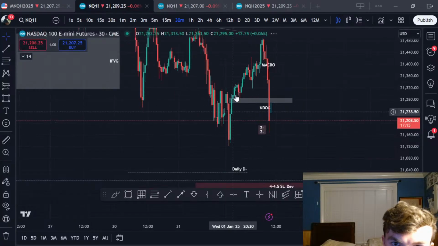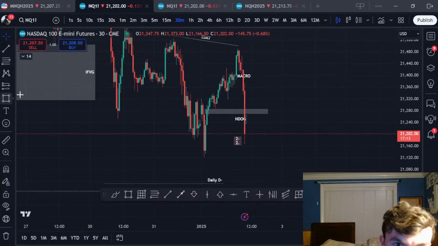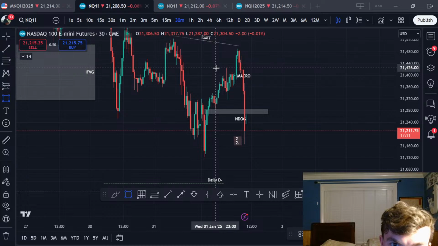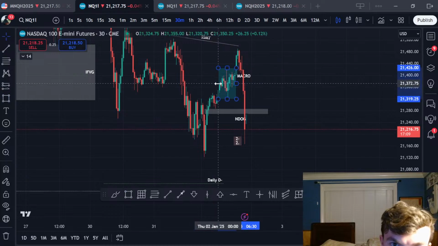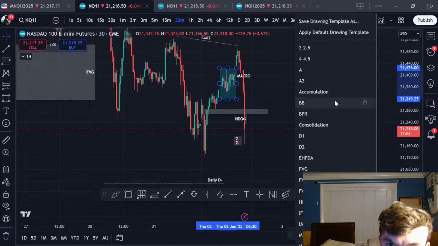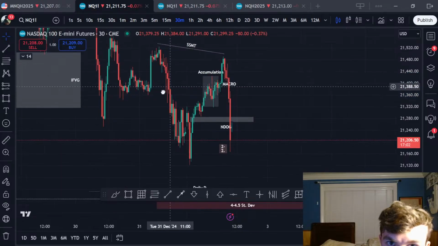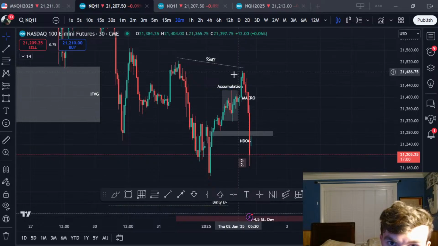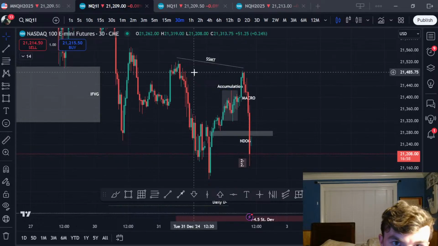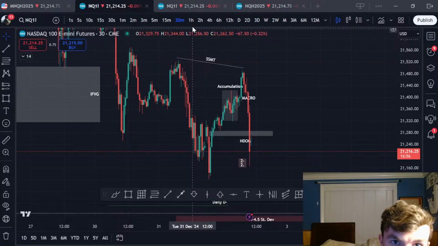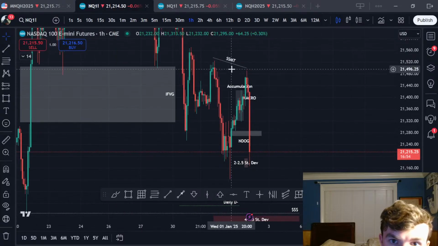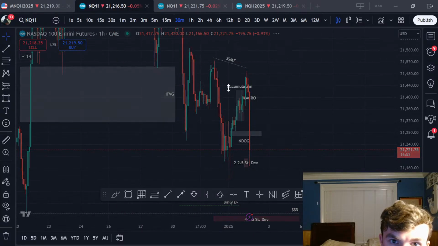So you could definitely make the case that this was your A. This is your accumulation. And then manipulation right here, into this order block.